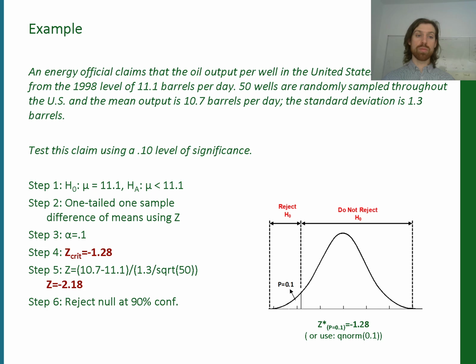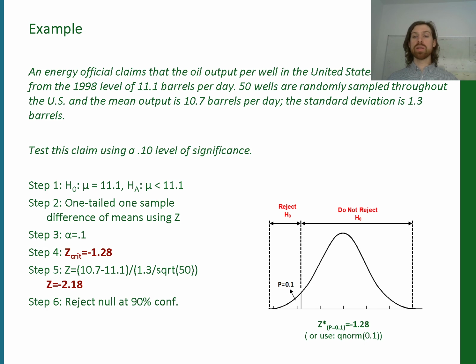Let's do it for a particular example. So an energy official claims that the oil output per well in the United States has declined from the 1998 level of 11.1 barrels per day. 50 wells are randomly sampled by this energy official throughout the US, and the mean output within that sample is 10.7 barrels per day.